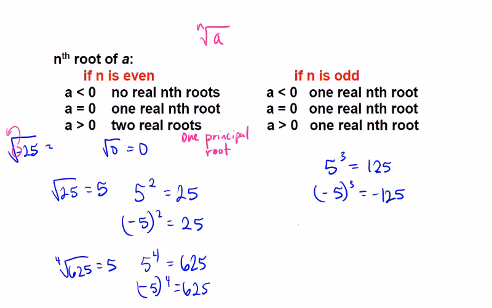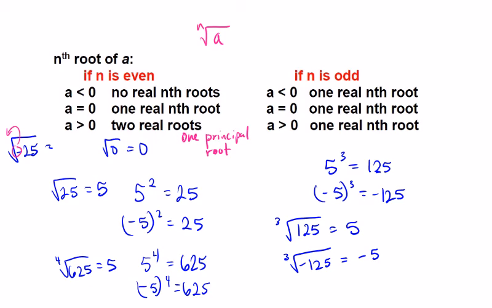So if I take the cube root of 125, the only answer is just 5, right? So I don't have to worry about principal root because it's going to come naturally. If I take the cube root of negative 125, it's negative 5, right? There is a number that we can cube to get negative 125.